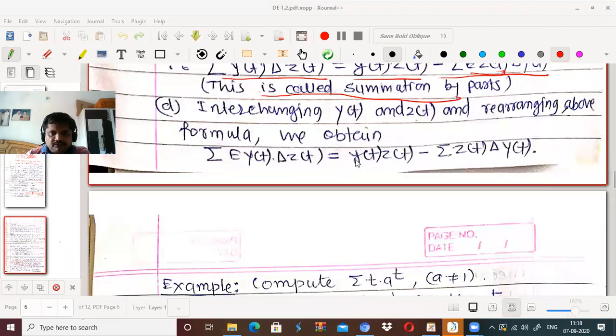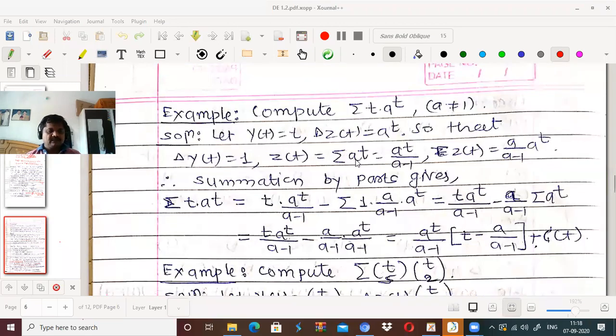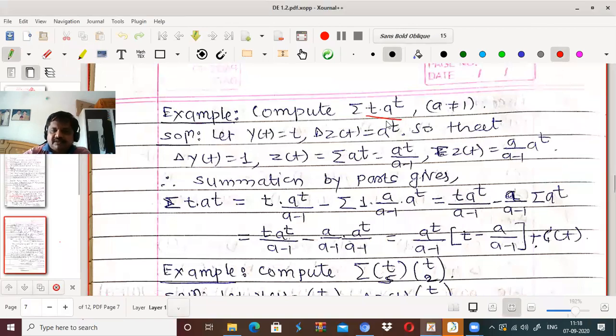We have seen the proof of this. Now we will see the example related to this. Compute the summation of t into a to the power t, where a is not equal to 1. Now it is a product of two functions. First function is t and second function is a to the power t. Now we have to use the product formula here.